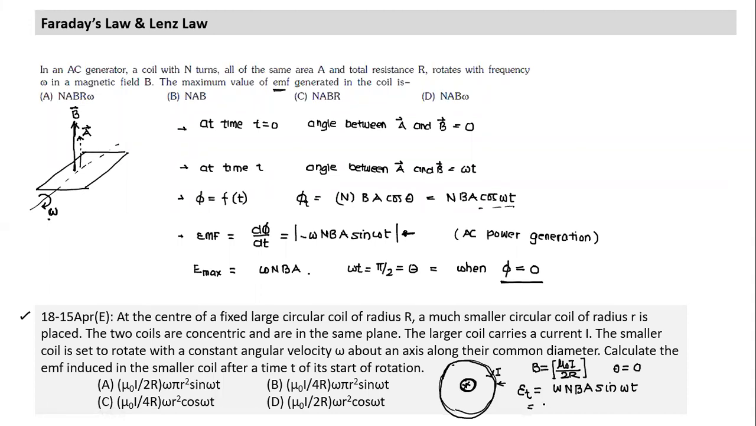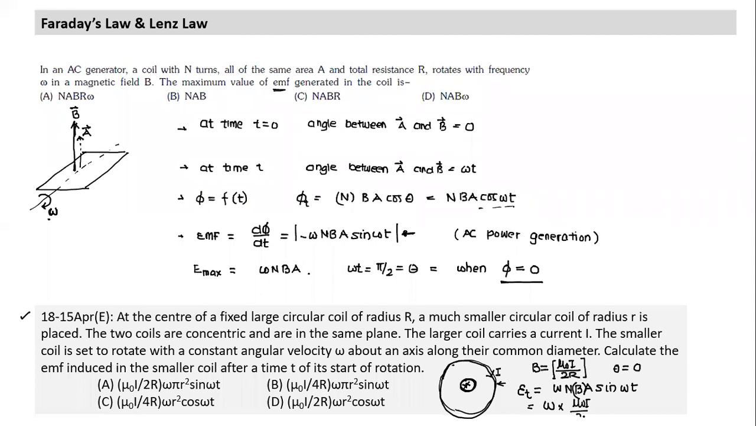Omega is okay. Two coils are connected. Is there a number of turns? Number of turns are not mentioned, so N is equal to 1. What is the value of B we need to substitute here? B is mu naught I by 2R.